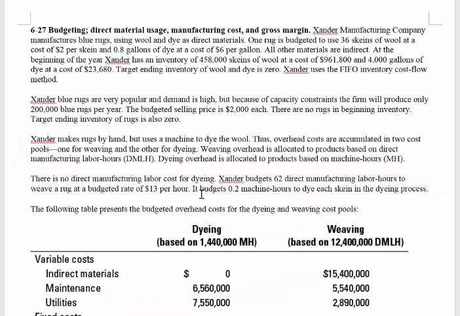If you read the question, it says it budgets 0.2 machine hours to dye each skein in the dyeing process. You know that you need 36 skeins to make a rack, so we have to consider the quantity 36 multiplied by 0.2, right? You cannot just say that to make a rack you need 0.2 machine hours. That's wrong. In dyeing, to make a rack, you have 36 skeins multiplied by 0.2 machine hours per skein to find the total machine hours.